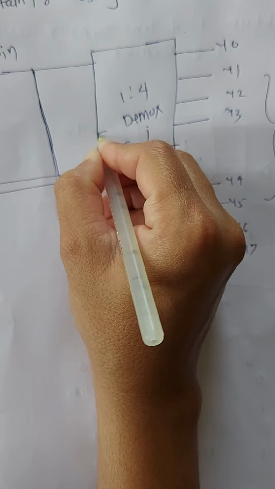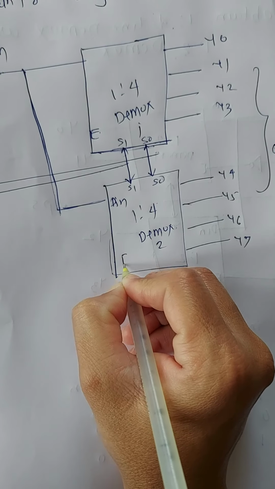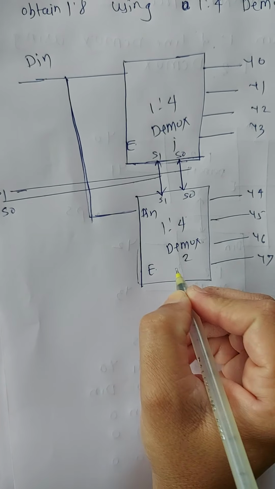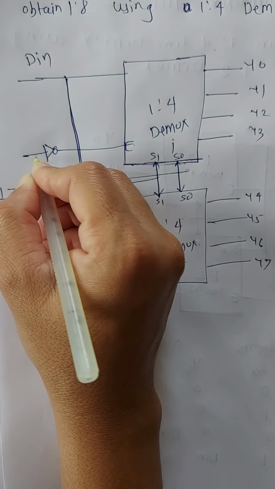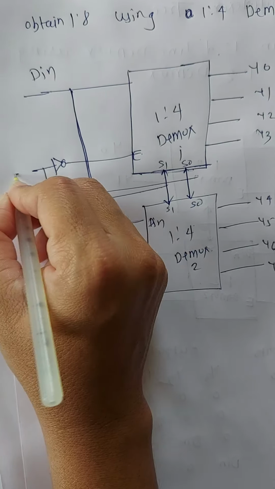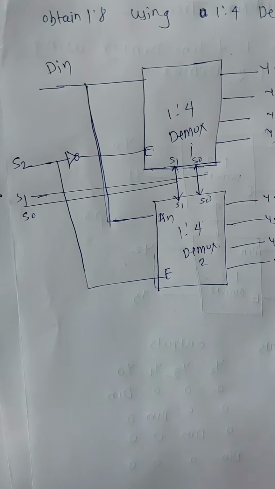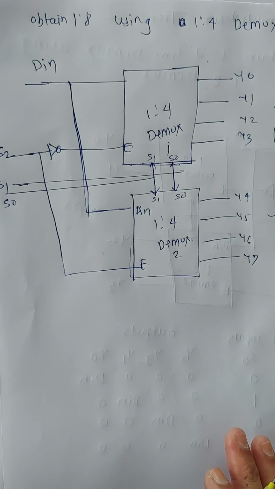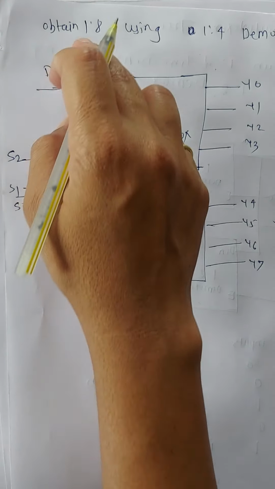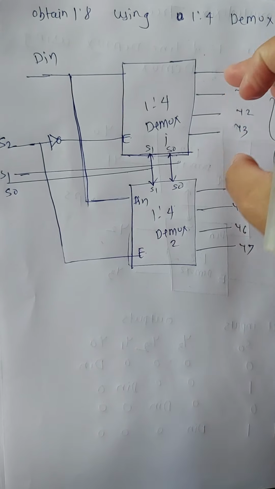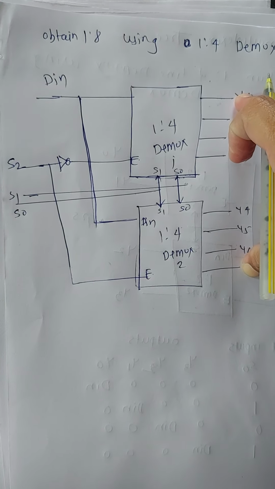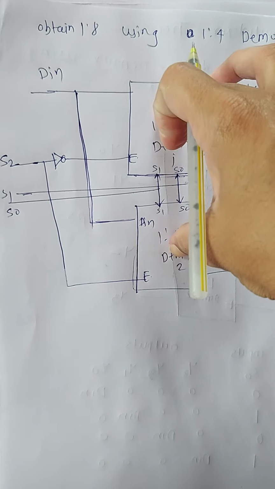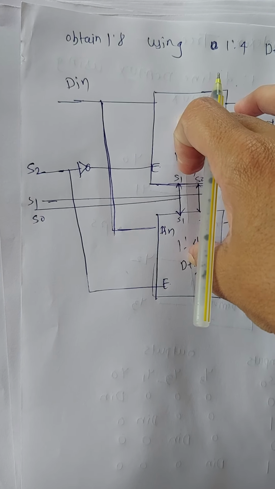For 1:8 we require 3 select lines, but 1:4 has only 2. So the enables of the first demux and the second demux we cascade, and we connect one NOT gate in between them, and we get another select line. So there are 3 select lines for the 1:8. That is, the 1:8 requires 1 data input line, 8 data output lines, and 3 select lines. We obtain it from the 1:4 demux.